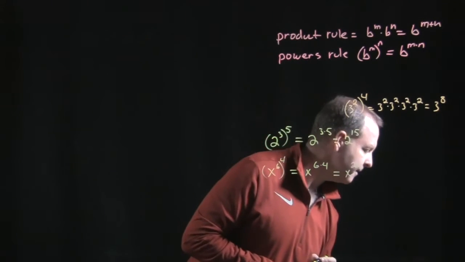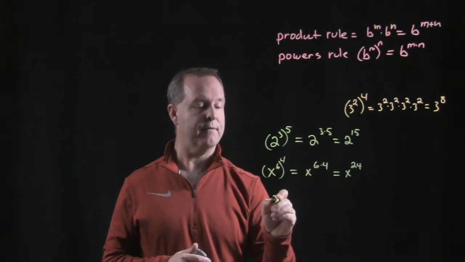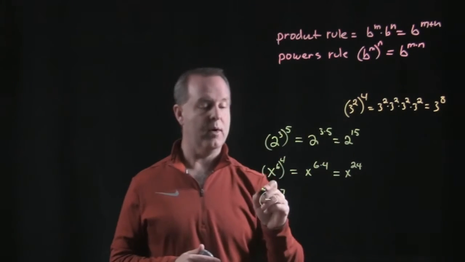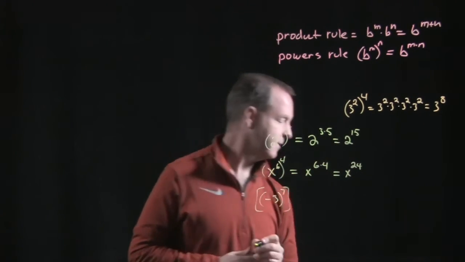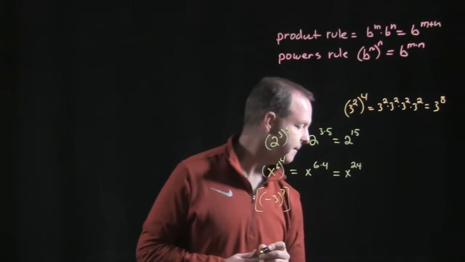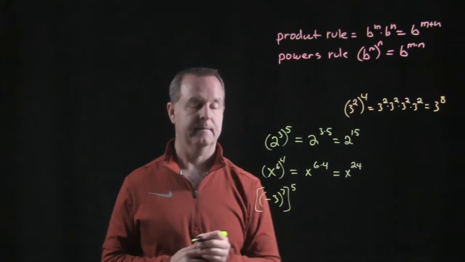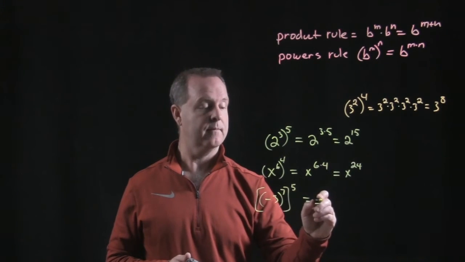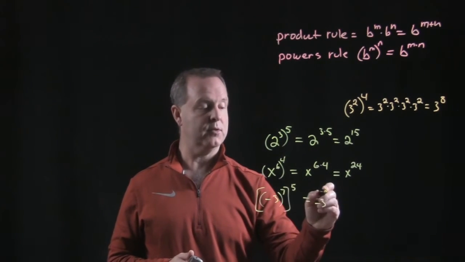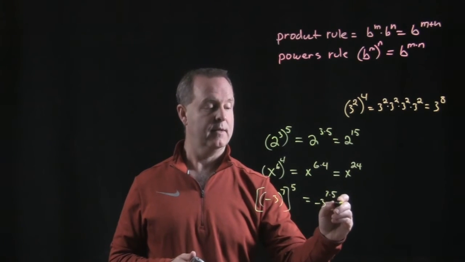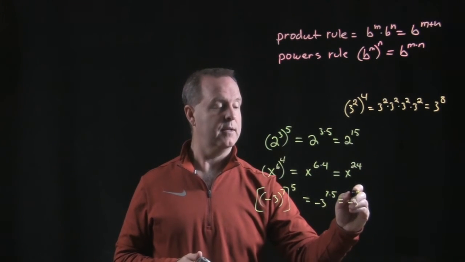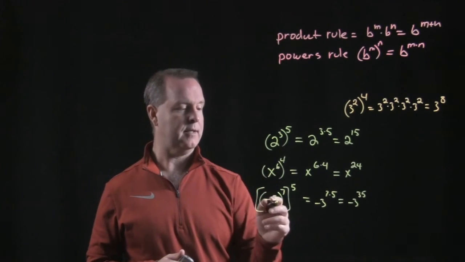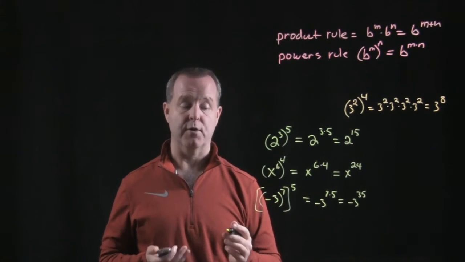And then lastly, let's look at negative 3 to the 7th, and I want to raise all of that to the 5th. My base here is a negative 3. Multiply the exponent, which is a 7 times a 5. That produces a negative 3 to the 35th. Did I do my multiplication there correctly? So negative 3 to the 35th.